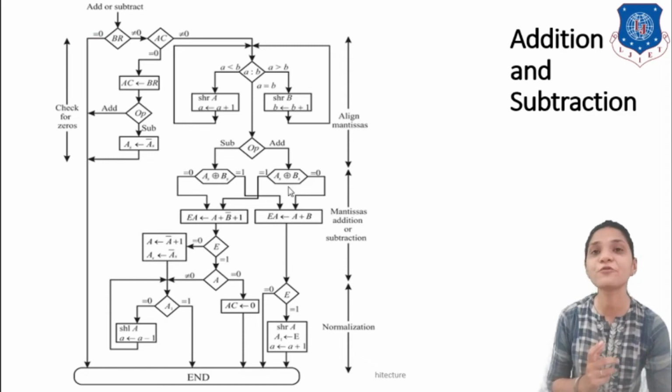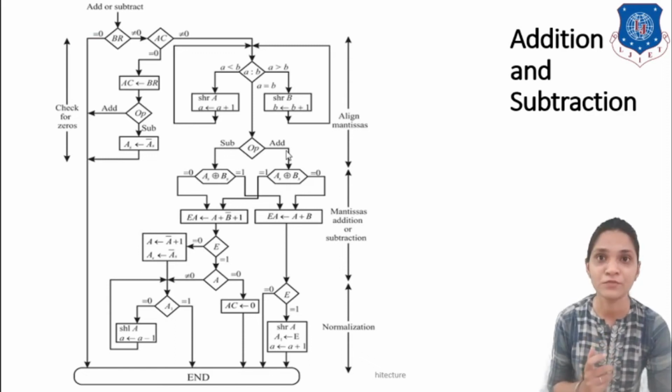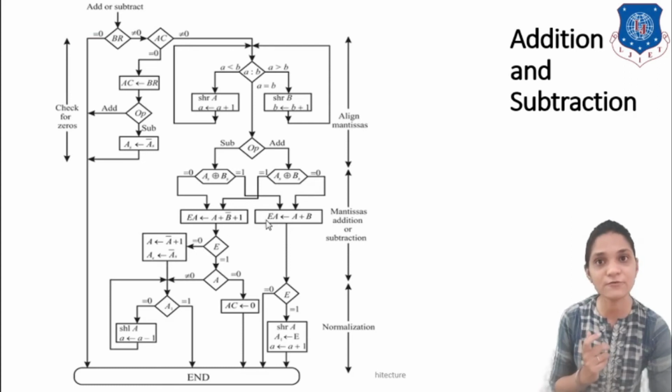So we have to check for the sign of the mantissa. If the addition operation is there and the signs are equal, that means if you do the XORing operation, the result will be 0. So you will do the addition operation, and that result is going to be stored inside the EA register. E is the flag register, A is the accumulator register. EA is equal to A plus B.